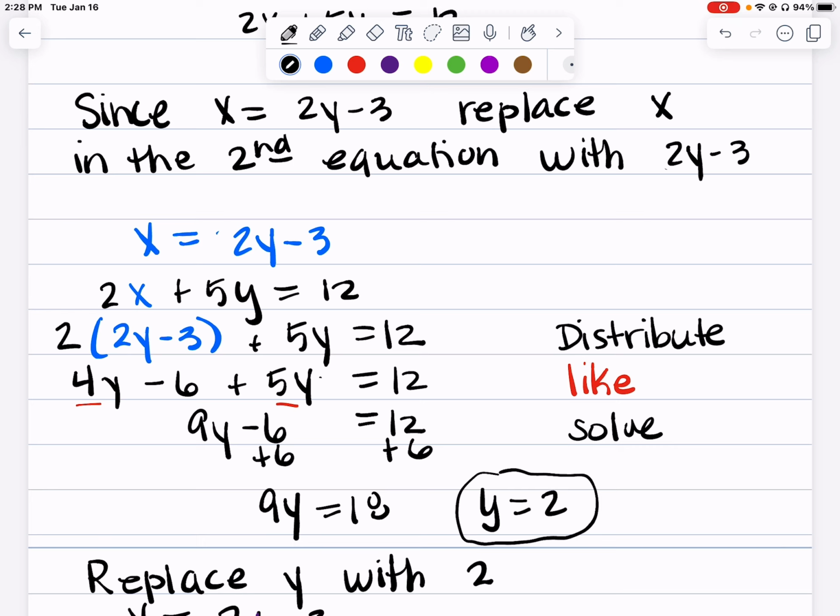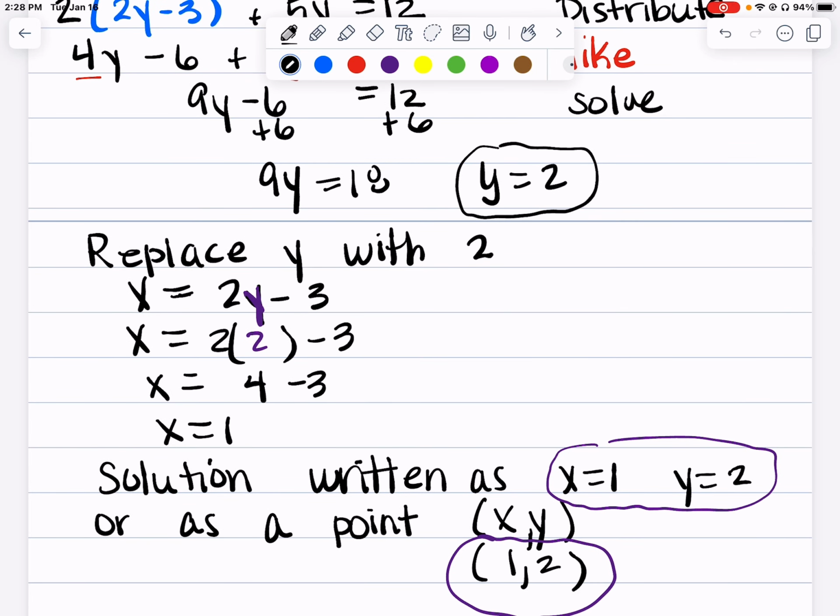So first distribute the 2. 2 times 2y and 2 times minus 3. We've got those like terms, 4y plus 5y equals 9y. Then we get y by itself, add 6, divide by 9, we get y equals 2.